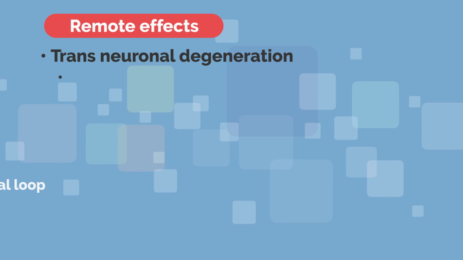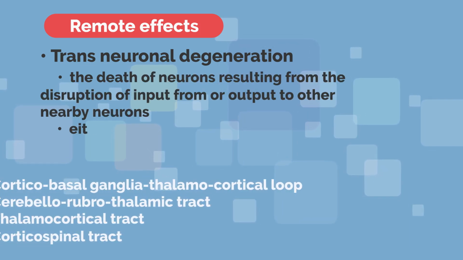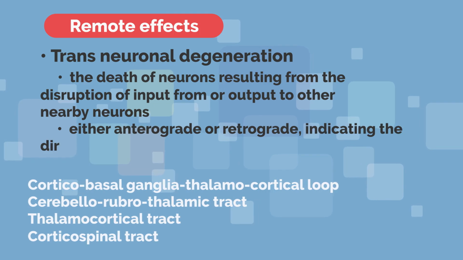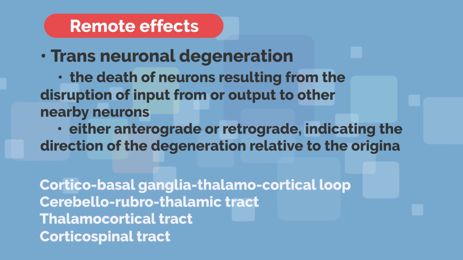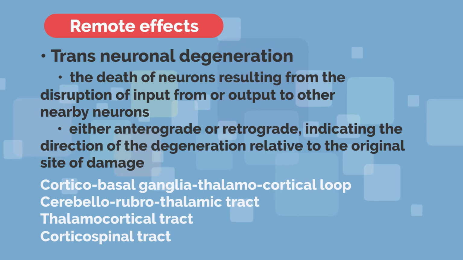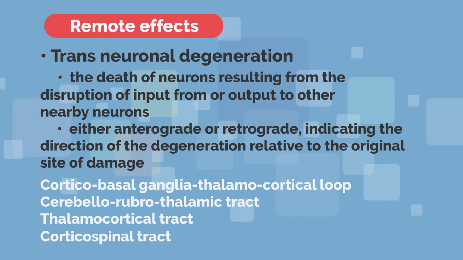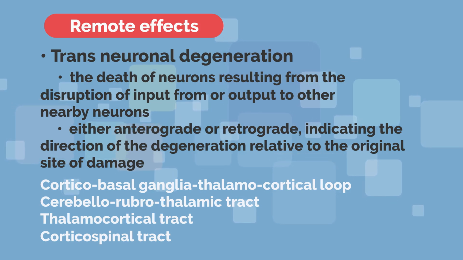Another remote effect is called transneuronal degeneration. It refers to the death of a neuron as a result of disruption of input or output to other nearby neurons. It can be either anterograde or retrograde, indicating the direction of degeneration relative to the original site of damage. There are remote effects mediated by the cortical-basal ganglia-thalamic-cortical loop, cerebellar-rubrothalamic tracts, thalamocortical tract, and corticospinal tract.